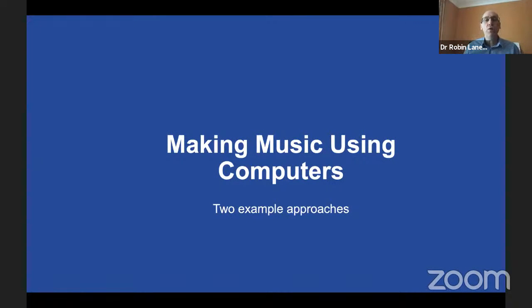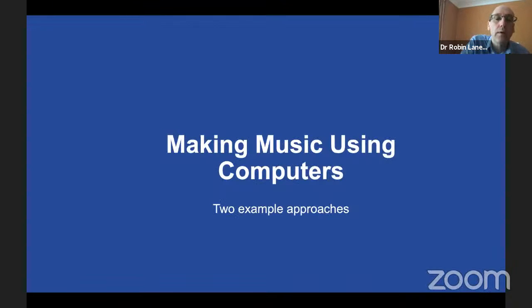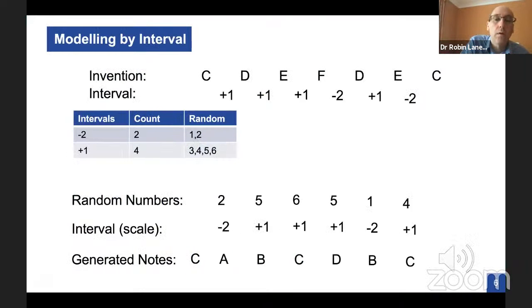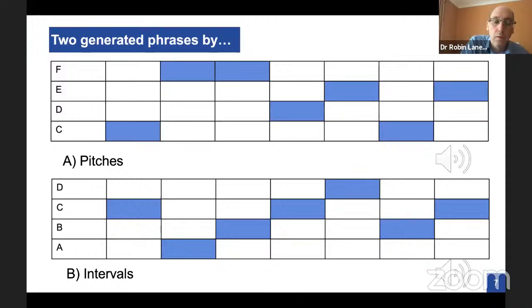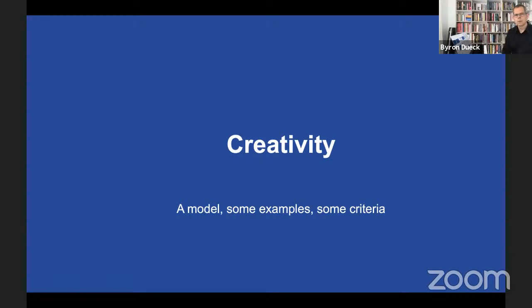So we've seen 2 ways that we can make music using a computer. Sorry, what I want to do now is think about whether that process I went through, which could easily be implemented on a computer, whether that process is really a creative process.